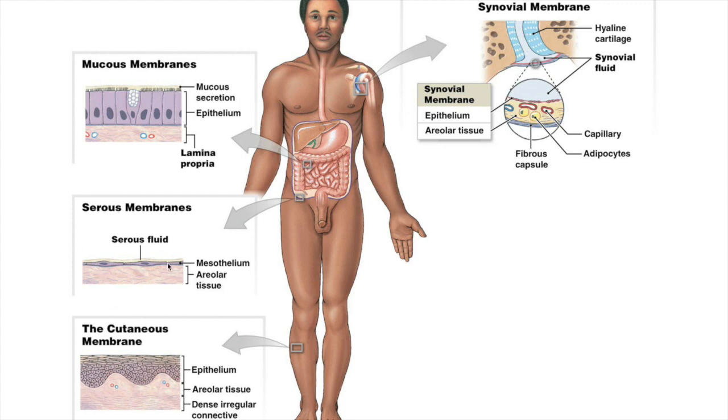Then the next type is a serous membrane. Serous membranes line body cavities and prevent friction. And the cutaneous membrane is our skin. Covers the surface of the body and provides protection. And then synovial membranes line joint cavities, and we'll talk more about them in Chapter 8.